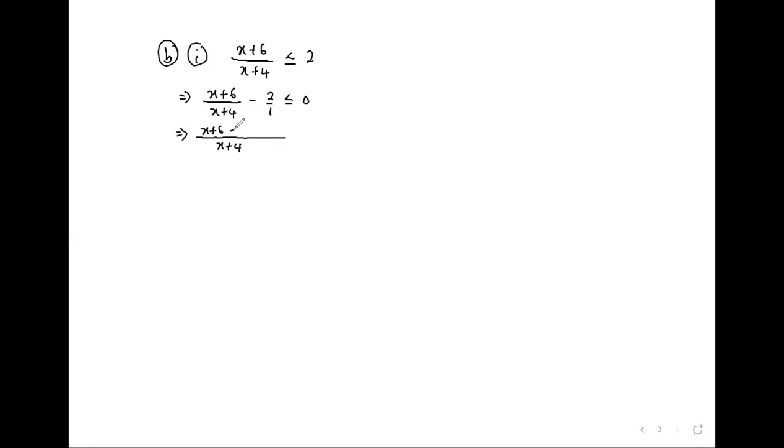So on part B, part 1 of it, (x + 6)/(x + 4) is less or equal to 2. In inequalities, we do not cross multiply. So you move the 2 to the other side, and then we get x + 4 as the denominator. So we'll have x + 6 minus 2, and when you divide by 1, you get x + 4.